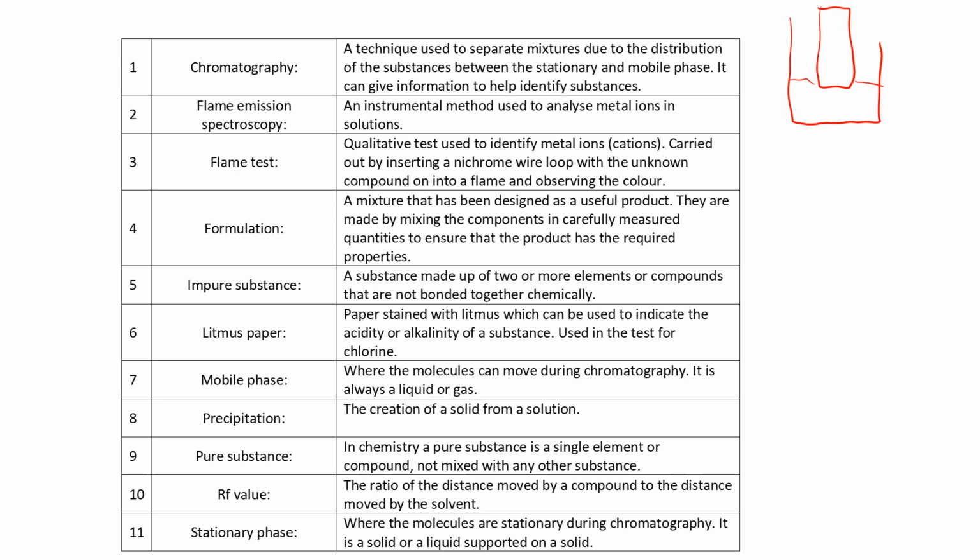And what you've got is the two phases. The stationary phase is the piece of paper or whatever the substance is moving up, and the mobile phase is when it's moving. Flame emission spectroscopy: an instrumental method used to analyze metal ions in solutions, right?